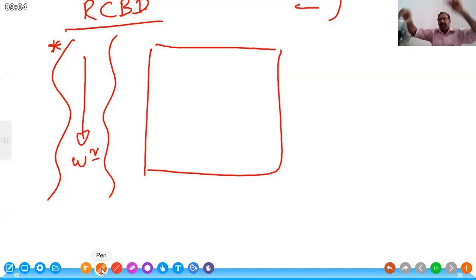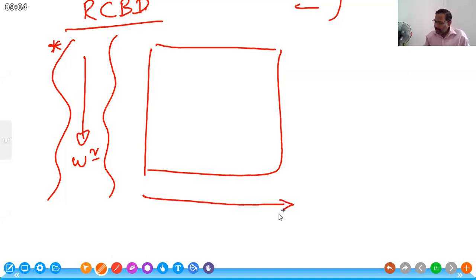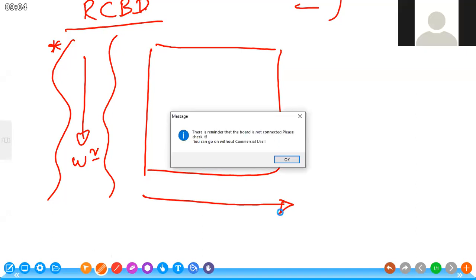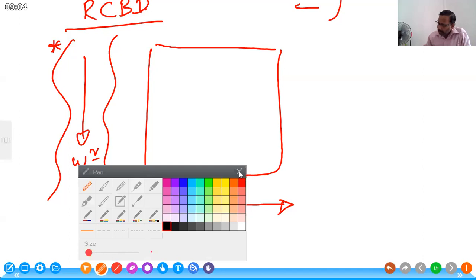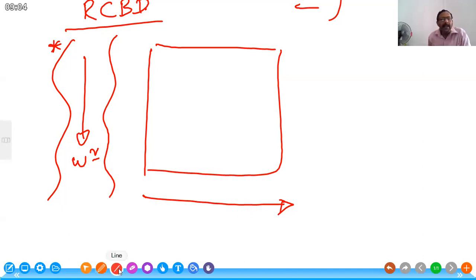Tell me in which direction you could see the moisture gradient. Perpendicular, yeah, perpendicular to the water flow. So that means there's a gradient in this direction. Do you agree with that? Yes, sir. Then you'll have to do the blocking. So I will block it perpendicular to the gradient. Perpendicular to the gradient means this is how you do the blocking.